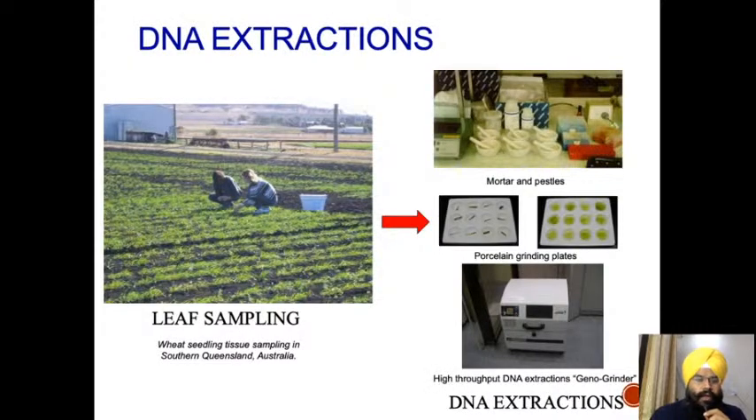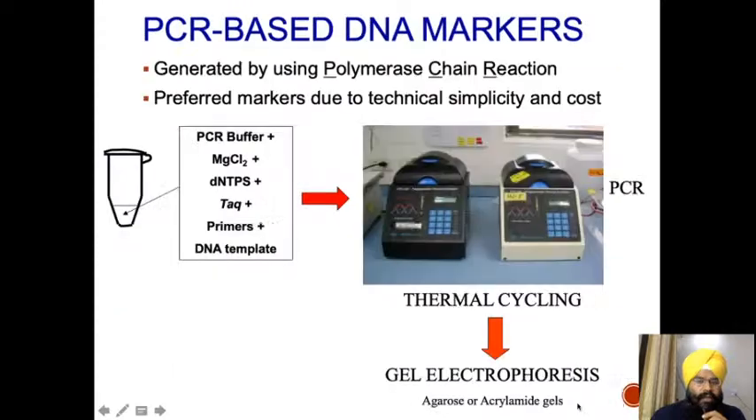You do that after leaf sampling, here wheat seedling tissue samples. It's done in Australia. Then what you do is, in the mortar, you make a paste of them. Then porcelain grinding plates, they are the grinding plates. Afterwards you put in your DNA. Then you go for the high throughput DNA extraction with the genome grinder. DNA extraction is done in this way.